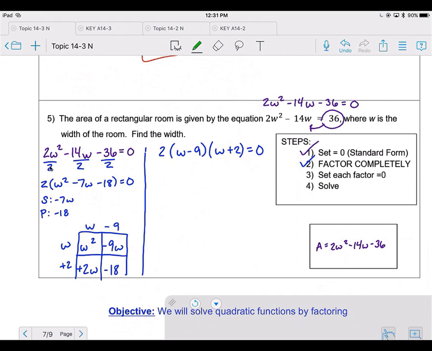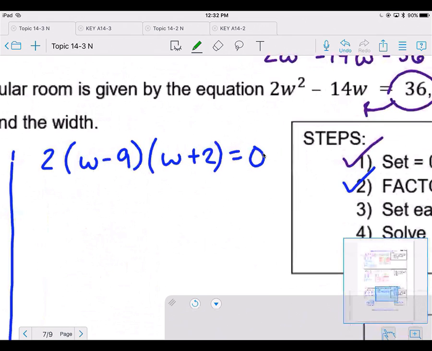I then factor completely, so I've divided every term by 2. I put the 2 in front and divide it out. So 2 divided by 2 is just w squared. -14 divided by 2 is -7. Bring down the w. -36 divided by 2 is -18. We then took what was left in parentheses and factored it. So we put it in the box, w squared, -18. My product is -18w squared. I'm looking for two numbers that add to -7, so -9 and +2. Factor out my GCFs, and this is my factored answer.